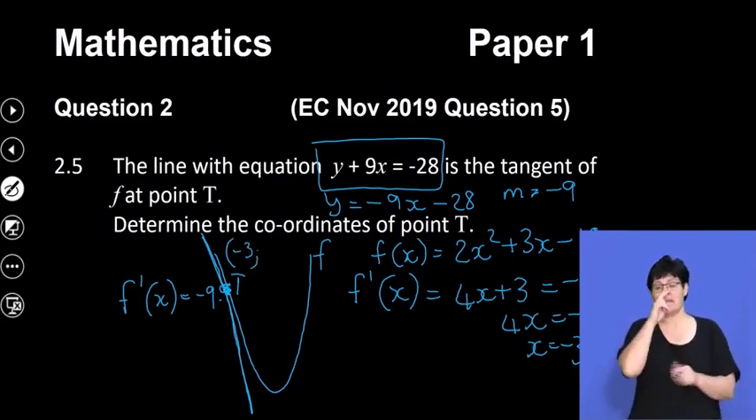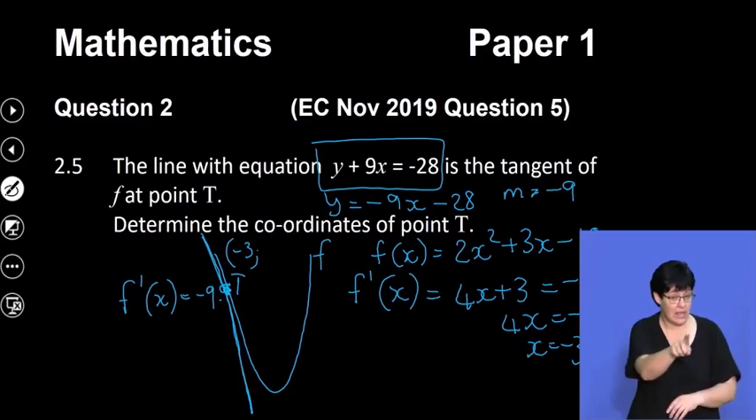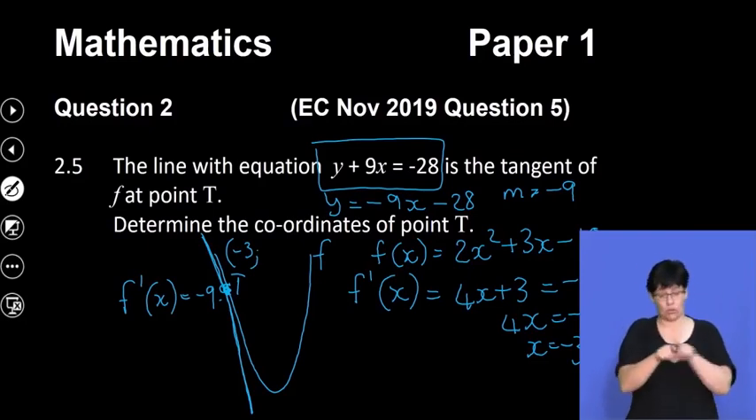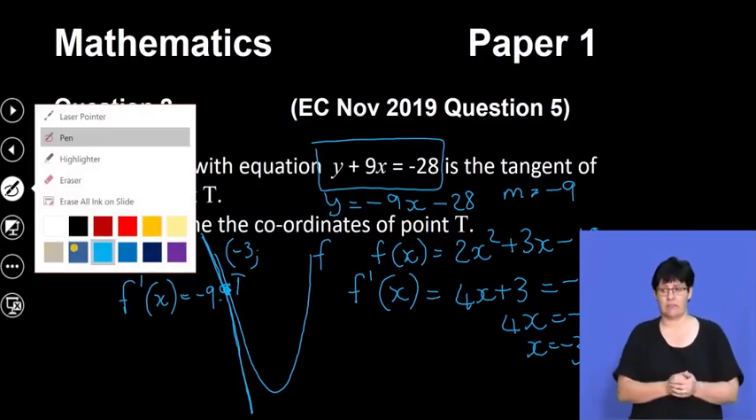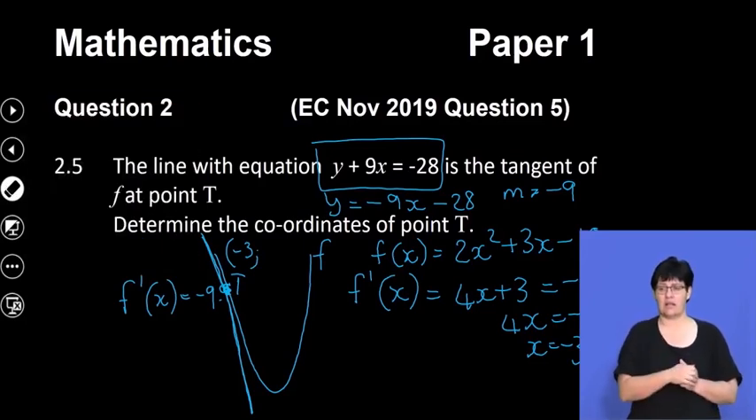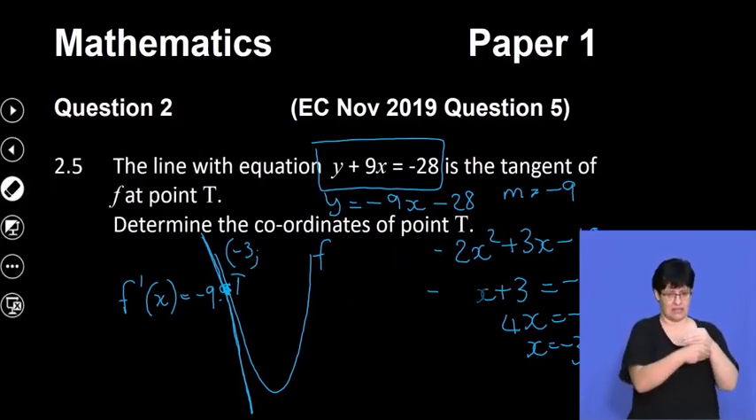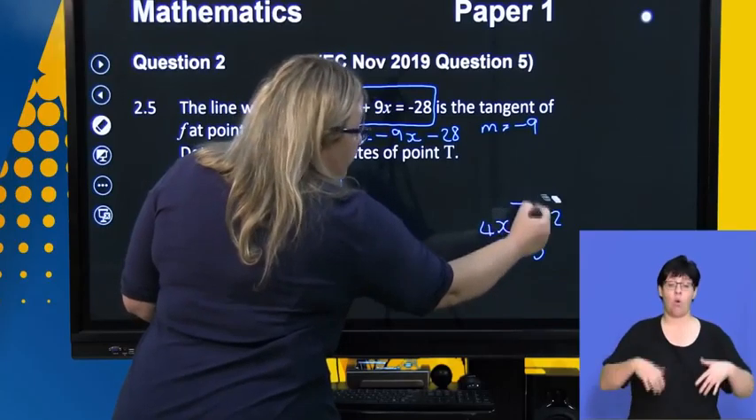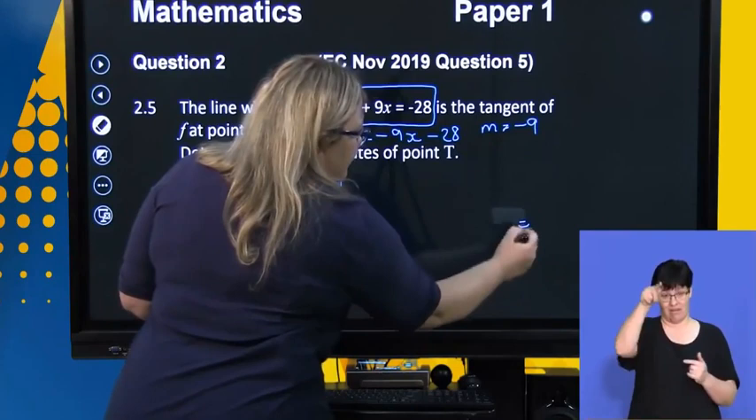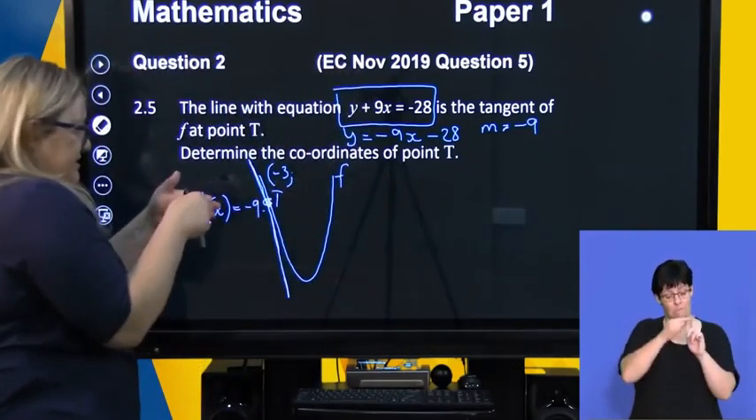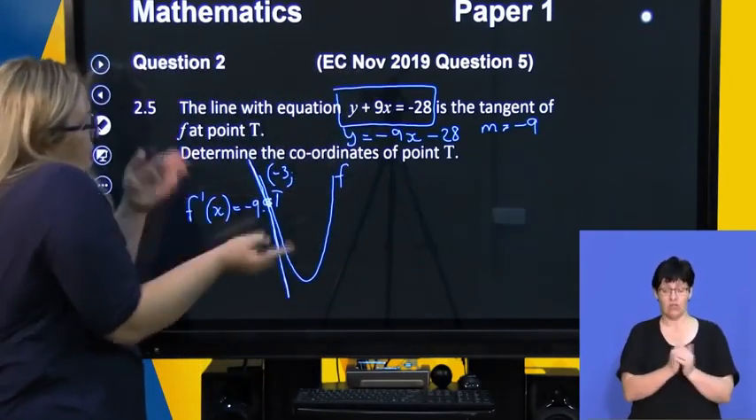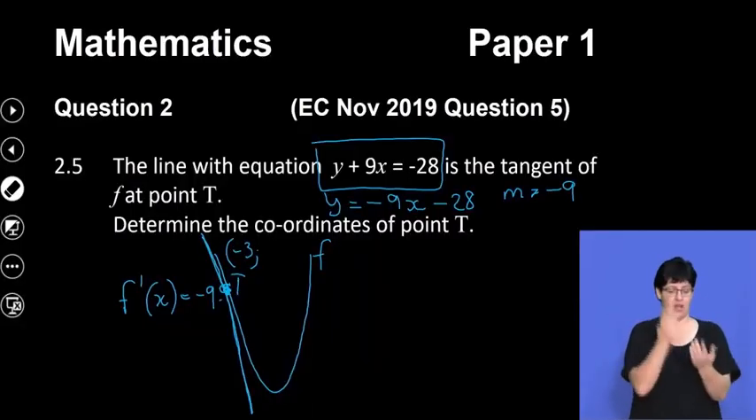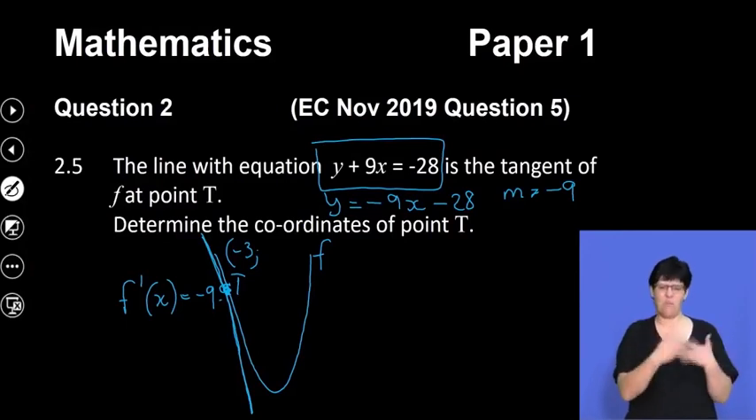All we need is the y coordinate. Don't forget the y coordinate. You asked for both the x and the y coordinate. Okay, so to get the y coordinate, we're going to substitute that negative 3. And we can either substitute it into the equation of the straight line or the equation of the parabola, because obviously that's where they both, at point T, they both touch, they intersect. So we could substitute it into either the straight line or the parabola. I'm going to choose the straight line because it's a bit of an easier equation to substitute into.